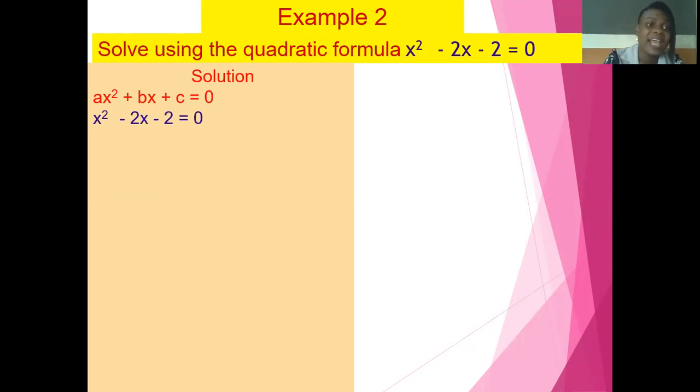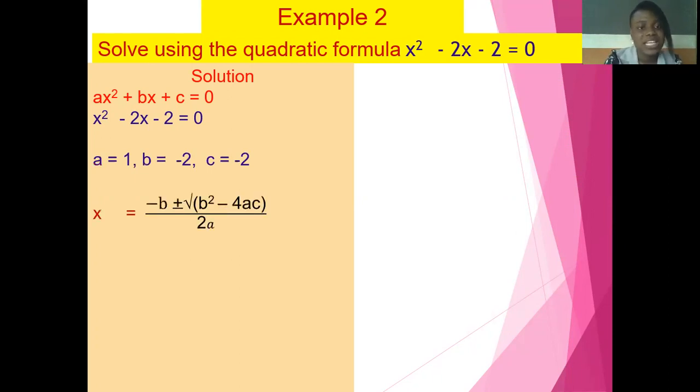So you compare: A is 1, because you can see that there's no number beside x squared. So A is 1, B is not 2, B is minus 2 here, and C is also minus 2 here. So then we can now write out the formula: x equals minus B plus or minus square root of B squared minus 4AC over 2A. So that gives us our formula. Then you substitute, like I said. You can write this formula in two places, then put a lot of brackets, and then you can just erase.